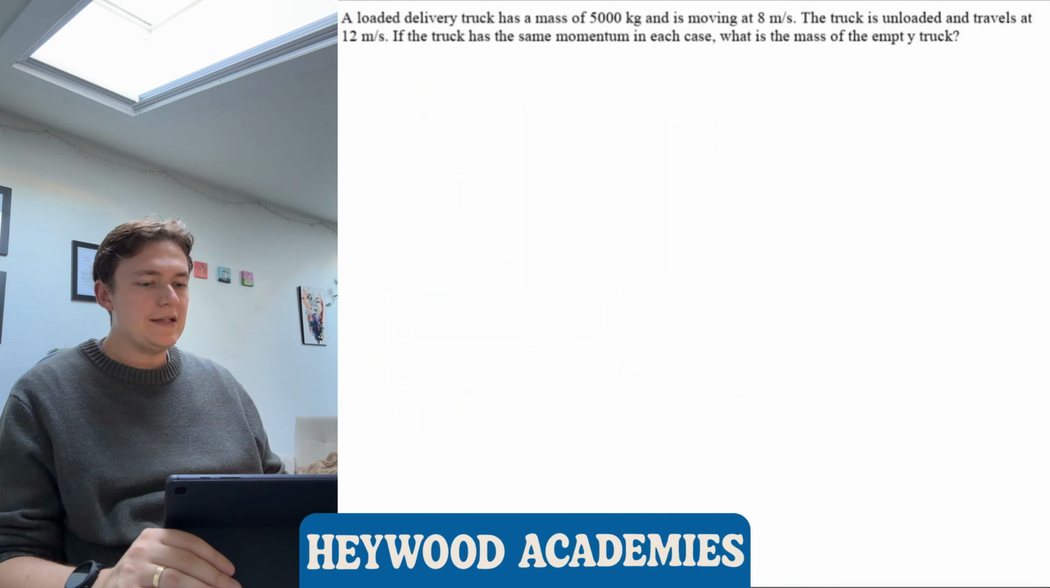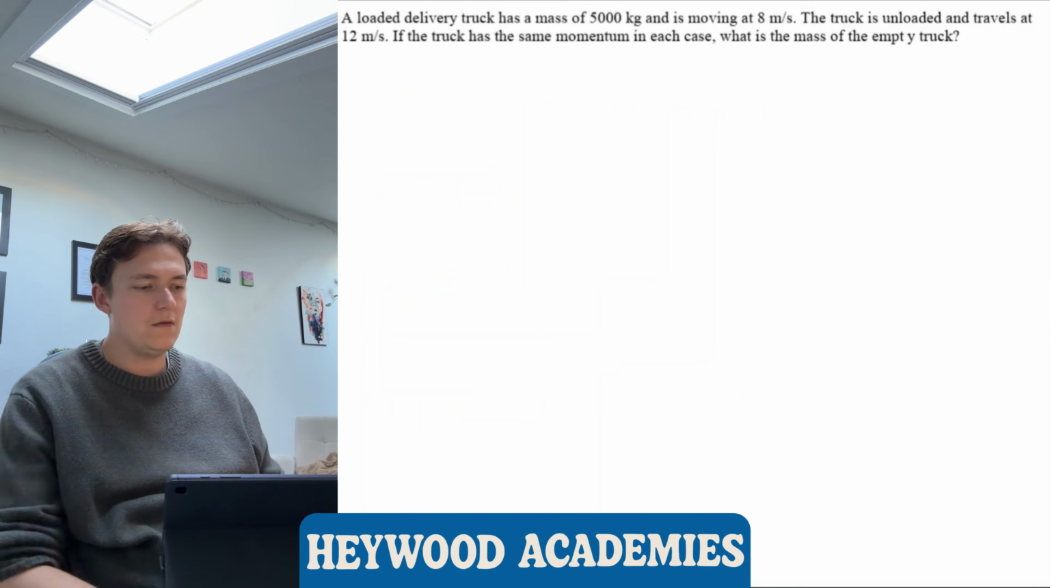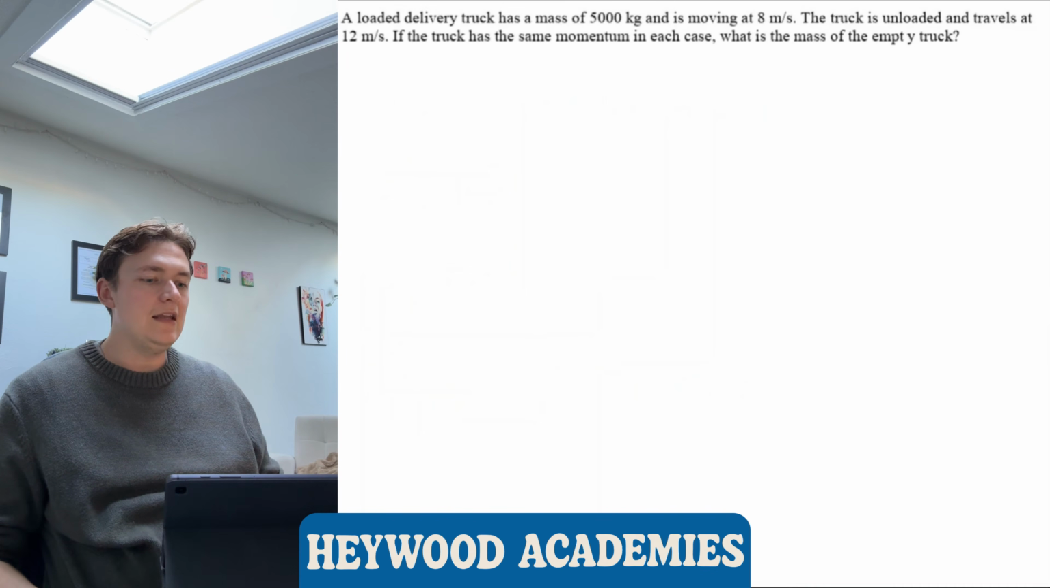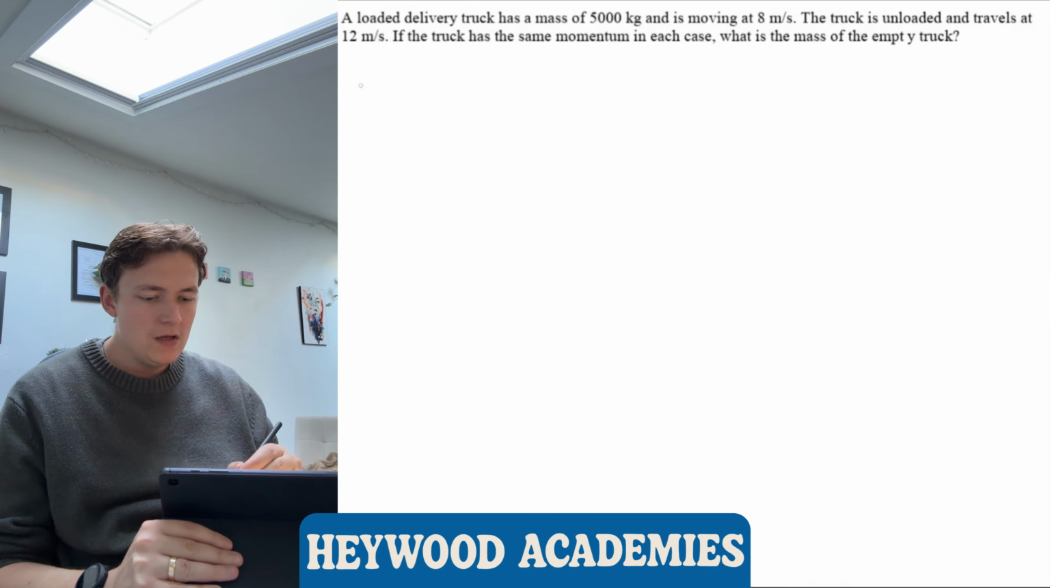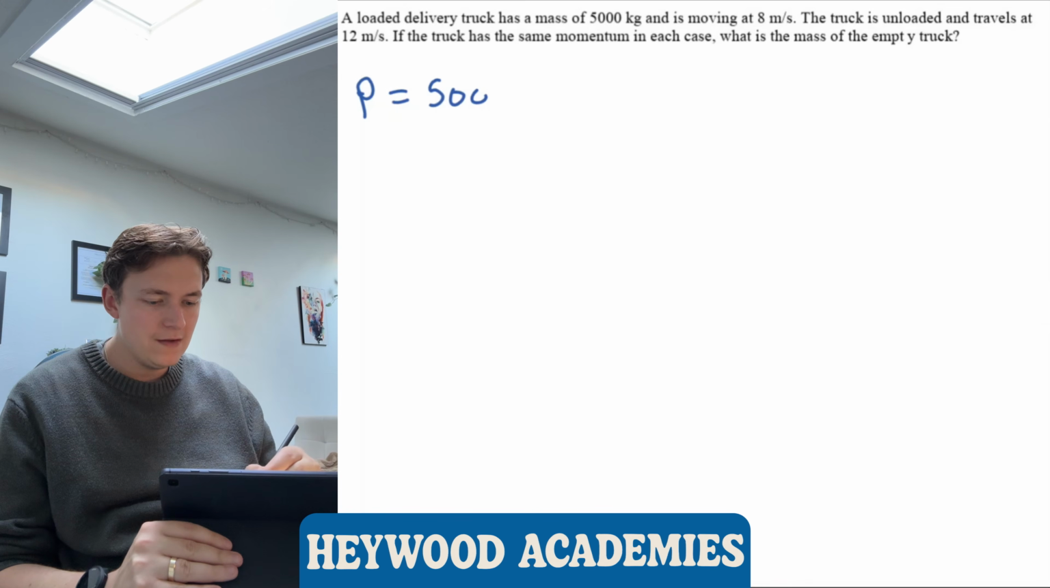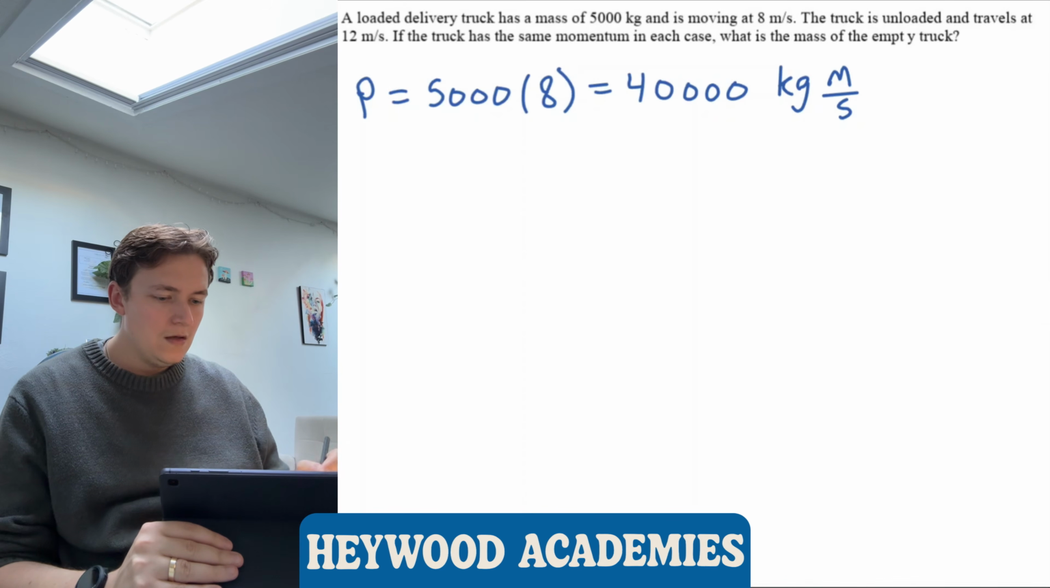A loaded delivery truck has a mass of 5,000 kilograms and is moving at 8 meters per second. The truck is unloaded and travels at 12 meters per second. If the truck has the same momentum in each case, what is the mass of the empty truck? Okay, so similar setup to the one that we had before. We have the loaded truck, its mass times its velocity is going to be 5,000 kilograms times 8. It's going to give us 40,000 kilogram meters per second.